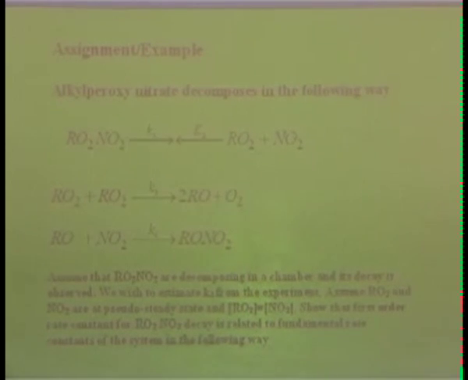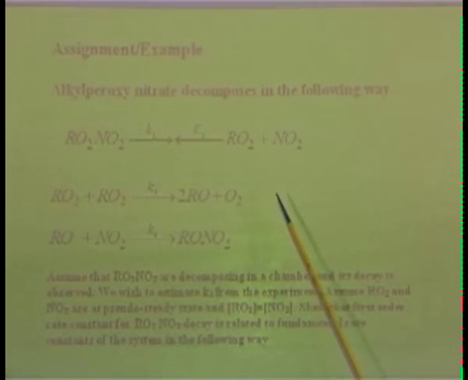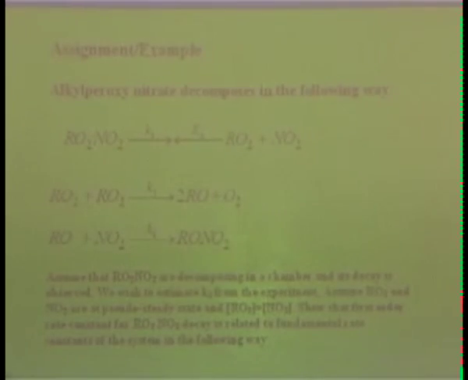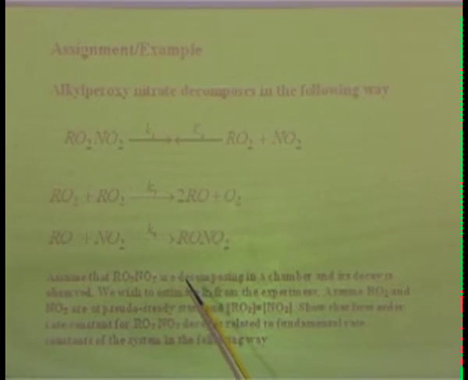Okay, and then the RO can further react with NO2 to produce RONO2, not RO2NO2, but RONO2. And then how are we finding the rate constant and rate reactions for this one? So in this little example, just assume that RO2NO2, because there could be many compounds like this, is decomposing in a chamber. So I do more like a batch study, put everything in the chamber, put the sensors and continuously measure the concentration with respect to time, right?